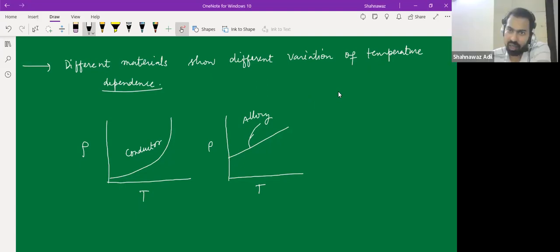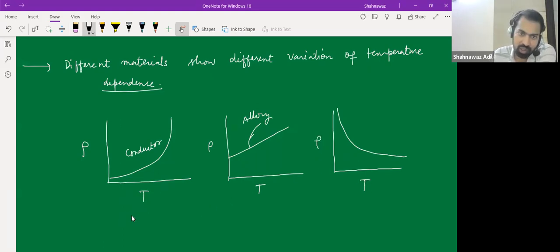And now for the semiconductor devices, this is totally opposite. We can see that the resistivity decreases. So this is for a conductor, this is for an alloy, and this is for a semiconductor.